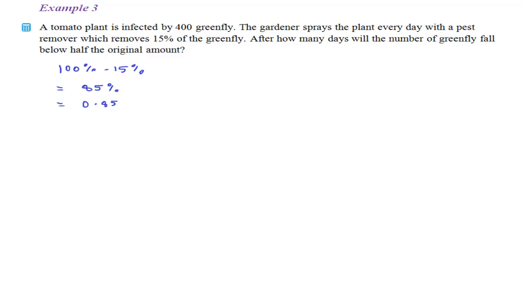And I think what's important here is that we're just very clear on what we're working out. So first of all, we're looking at how many greenfly remain after 1 day. So one treatment, 1 day, we're going to have the starting amount of 400. If we multiply that by 0.85, that'll be how many greenfly remain after that first treatment, after that first day, which is 340. Then we're looking at after the second day.